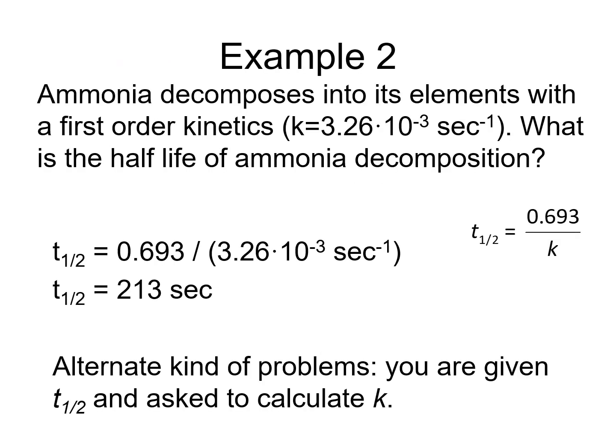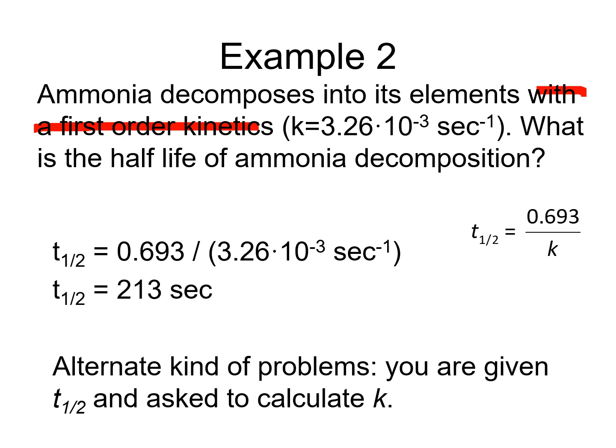Ammonia decomposes into its elements, that would be nitrogen and hydrogen, according to first order kinetics. You're given the K, and the units, second to the -1, are consistent with first order. A teacher could have almost dropped the part about it decomposing into the elements, and just given the K, and you should still have been able to tell it was first order kinetics.